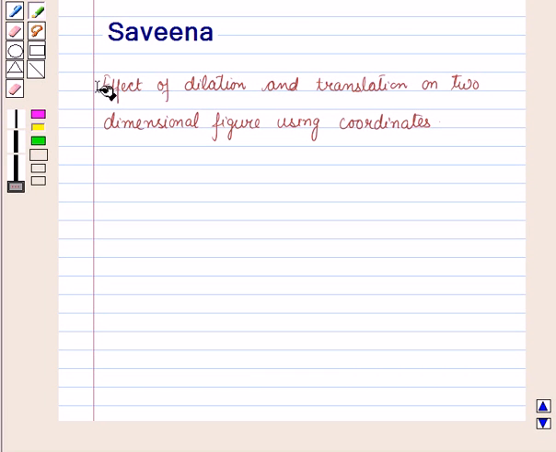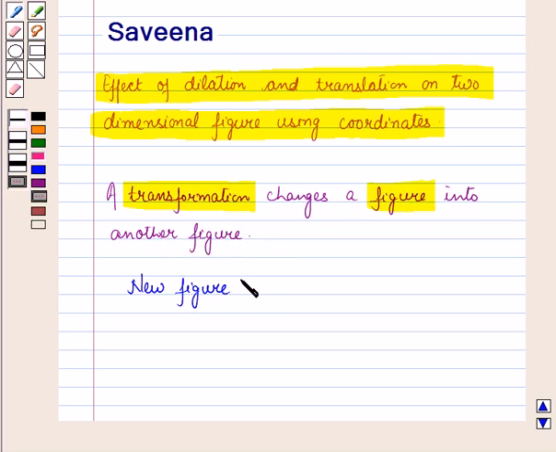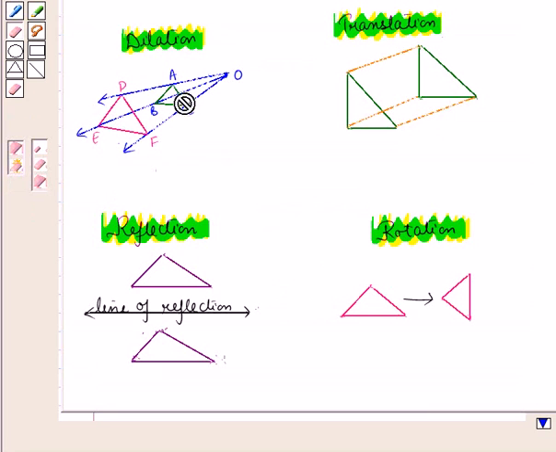In this session, we will discuss the effect of dilation and translation on a two-dimensional figure using coordinates. Now, a transformation changes a figure into another figure, and this new figure is called the image. There are four methods of transforming a figure: dilation, translation, reflection, and rotation. In this session, we will discuss dilation and translation.